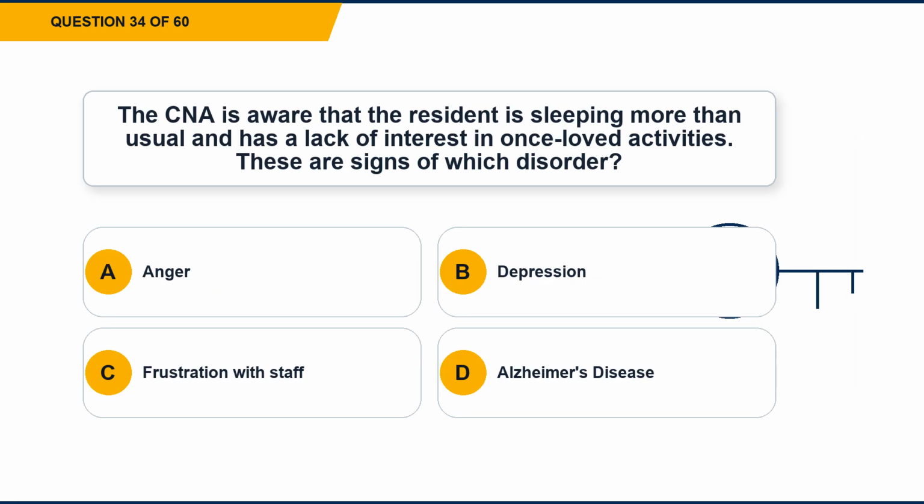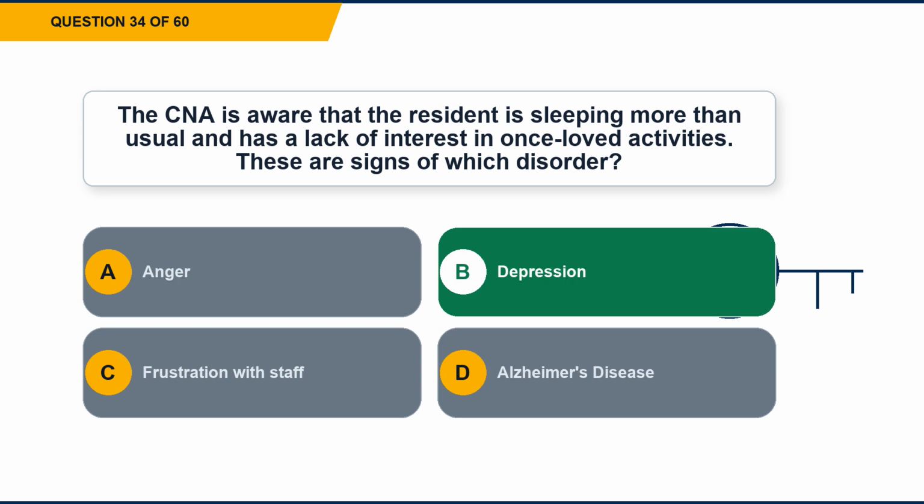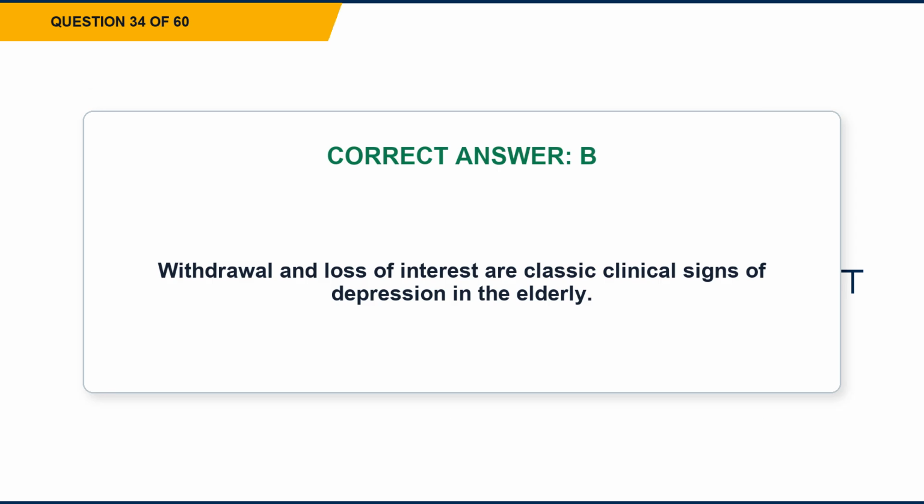Question 34. The CNA is aware that the resident is sleeping more than usual and has a lack of interest in once loved activities. These are signs of which disorder? Option A, anger. Option B, depression. Option C, frustration with staff. Option D, Alzheimer's disease. The correct answer is option B, depression. Explanation. Withdrawal and loss of interest are classic clinical signs of depression in the elderly.